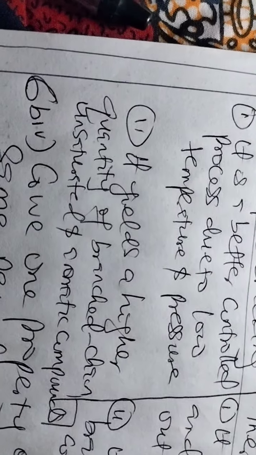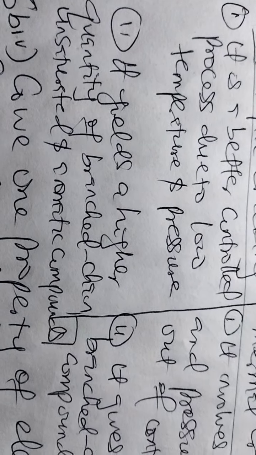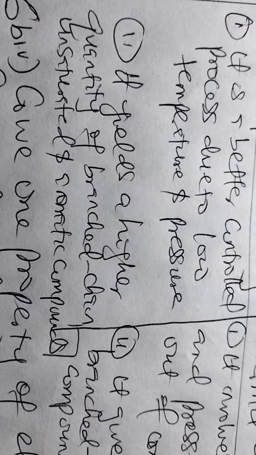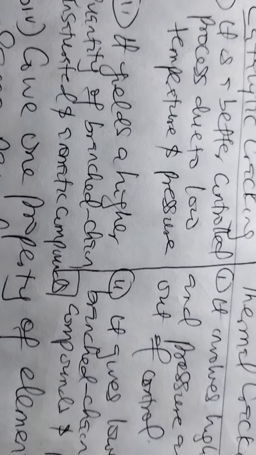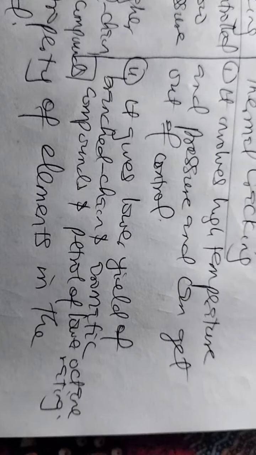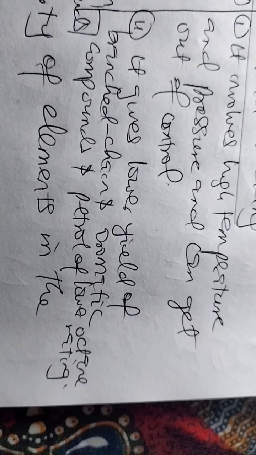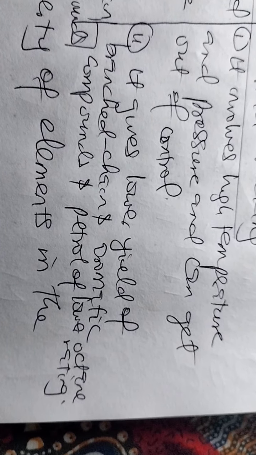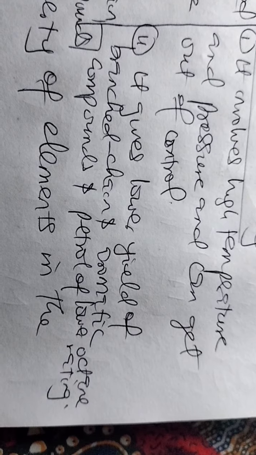Number 2, catalytic cracking gives a higher quantity of branch chain unsaturated aromatic compounds, while thermal cracking gives a lower yield of branch chain aromatic compounds and petrol of lower octane rating.